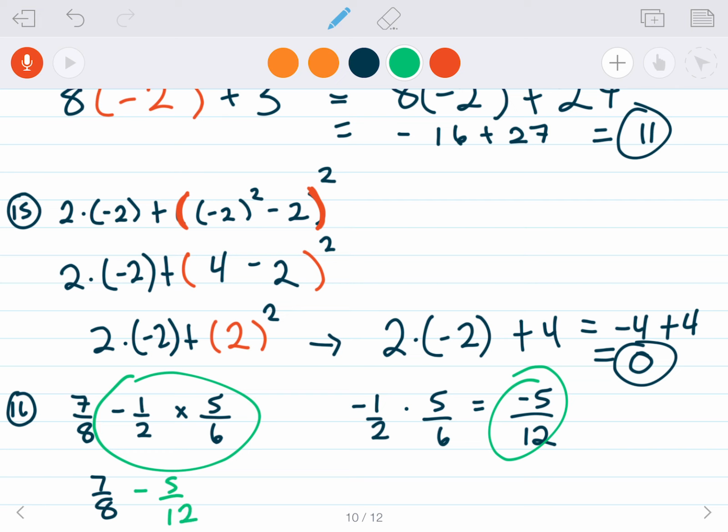Okay, now we can carry out the subtraction. You can find common denominators, or you can put it in the calculator. I'm lazy, so I'm going to put it in the calculator. And I am getting 11/24 simplified. So this is my final answer.